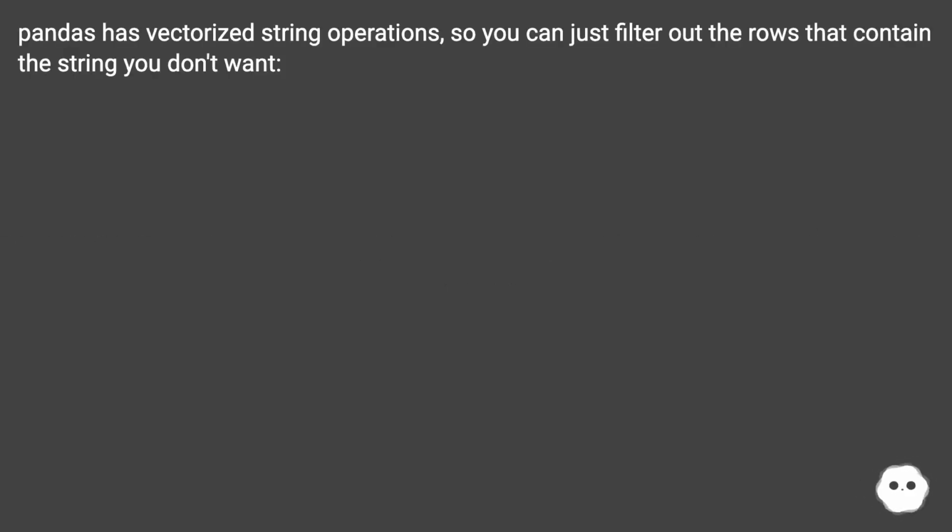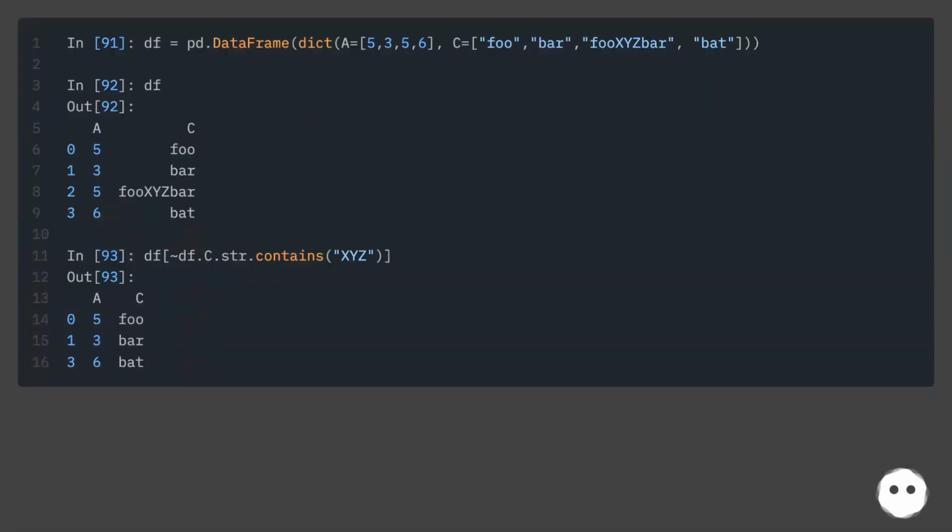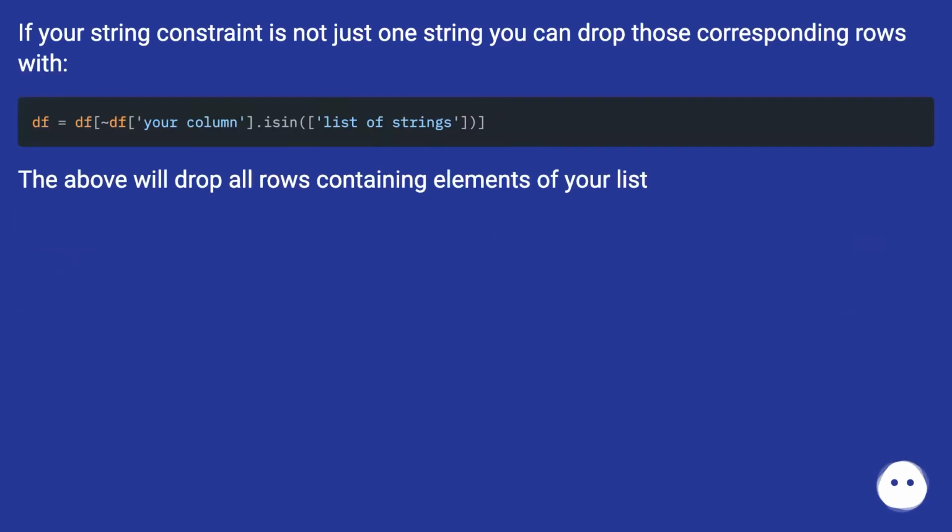Pandas has vectorized string operations, so you can just filter out the rows that contain the string you don't want. If your string constraint is not just one string, you can drop those corresponding rows with the following. The above will drop all rows containing elements of your list.